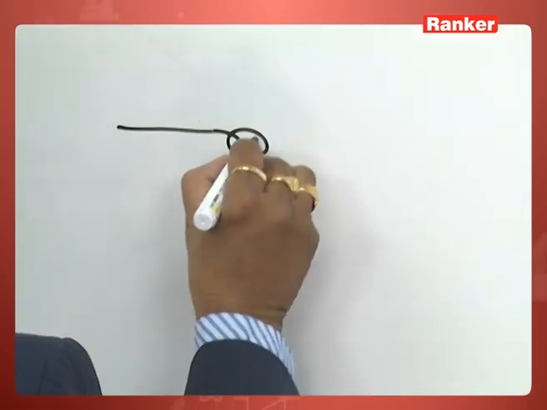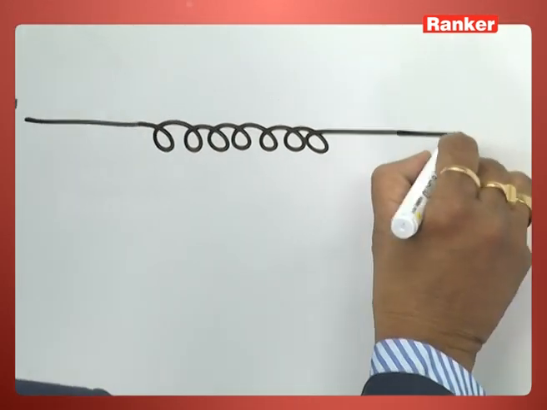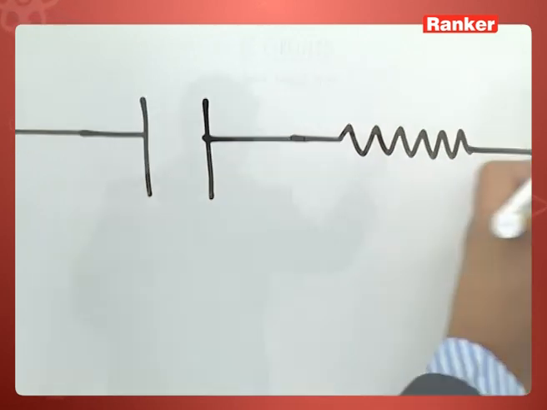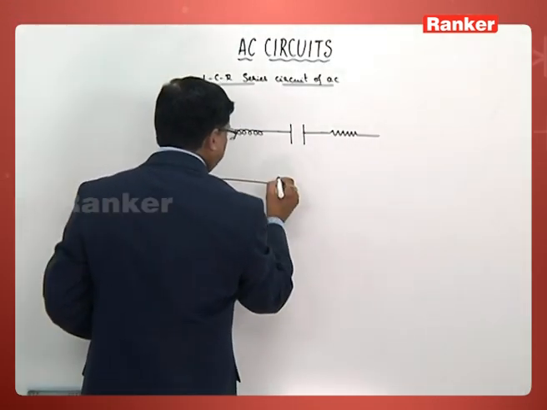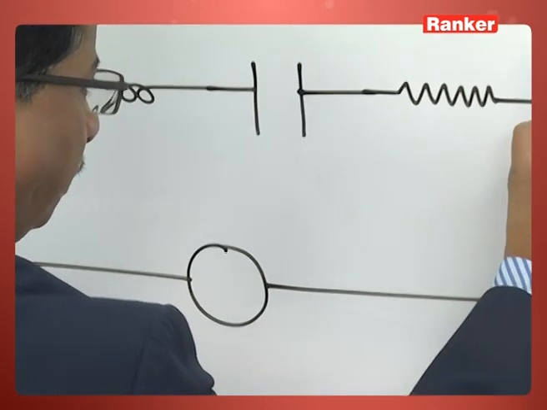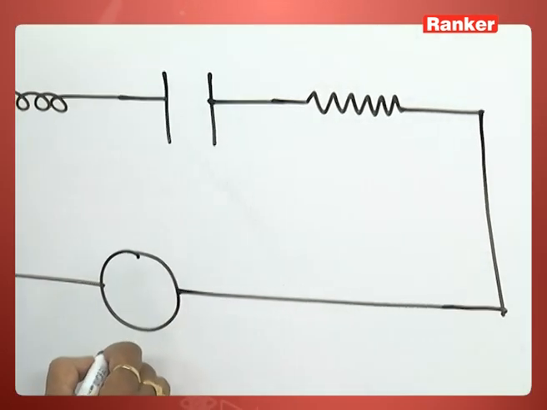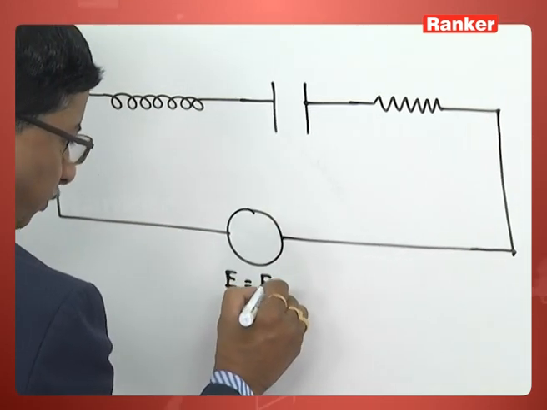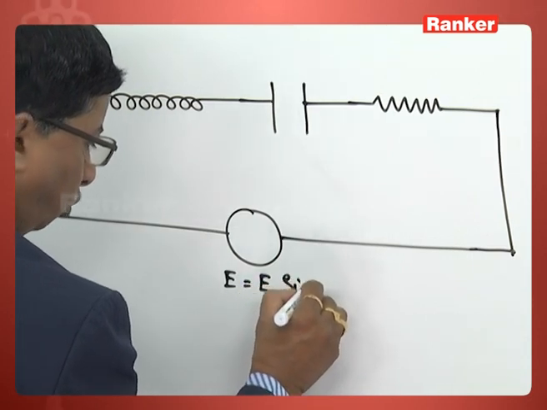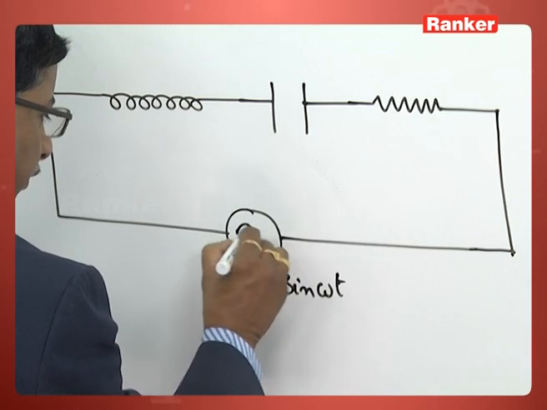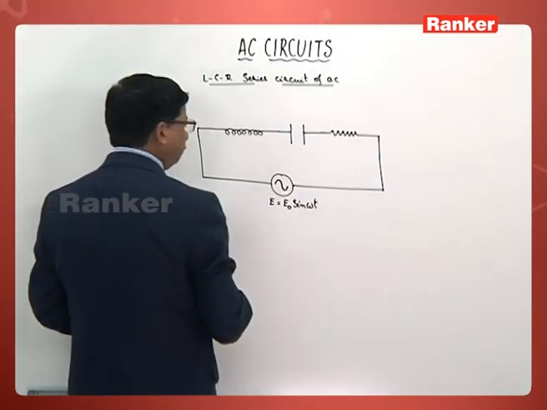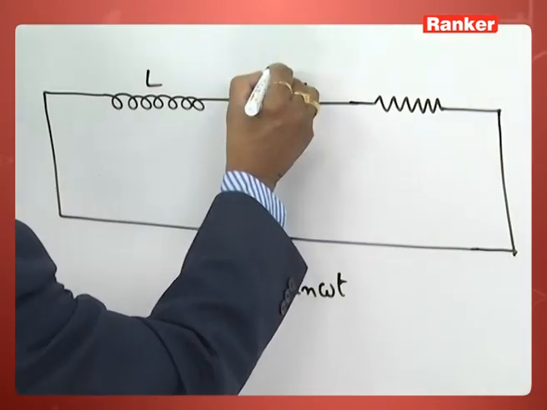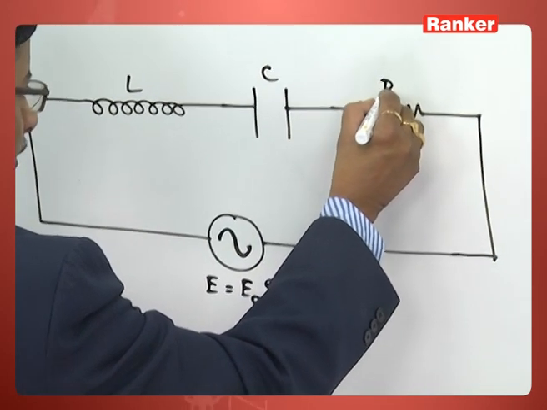Let us once again take one inductance coil like this. There is one capacitor connected in series to this, and a resistance also is connected in series to the same system. Here we are connecting alternating EMF, the source of alternating EMF, which is E naught sin omega t, and this is the symbolic representation for the source of alternating EMF. This is L, this is C, this is R.